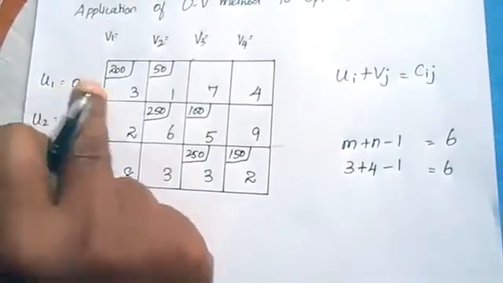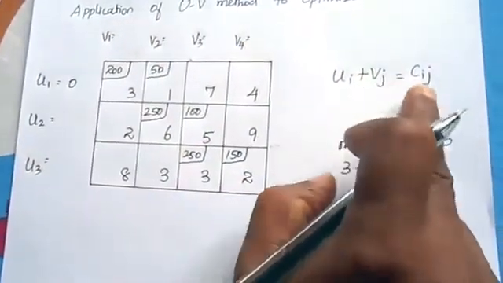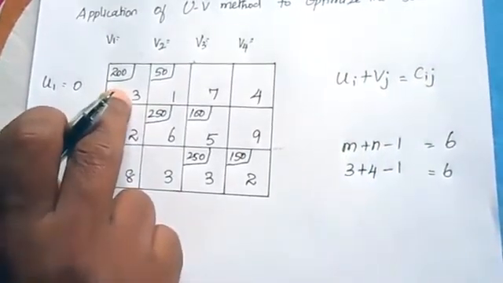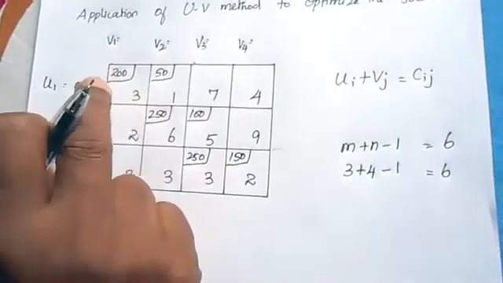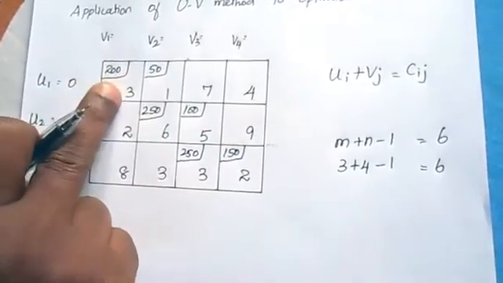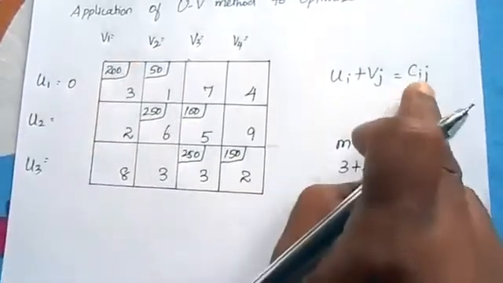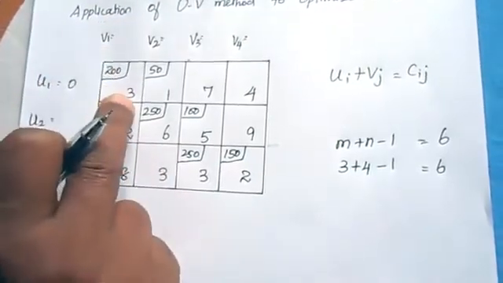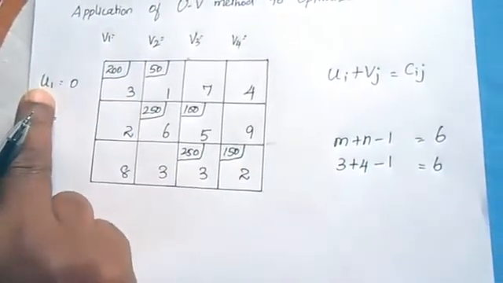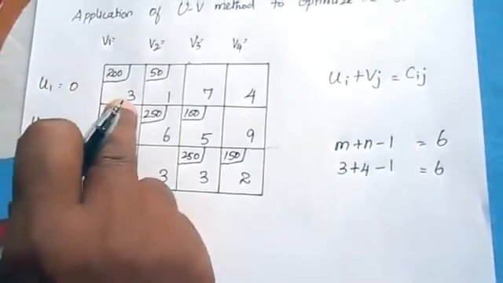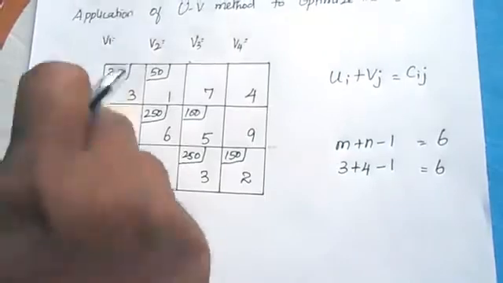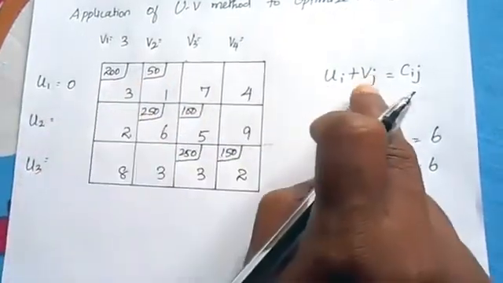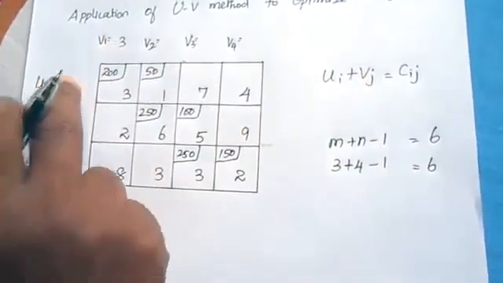Now we have to find the value for V with the help of this formula. U plus V is equal to C. Cij means the element of the allocated cell. The first row, first column is 3. The Cij value is 3. So in order to get 3, the formula is U plus V equal to 3. We have already considered U1 as 0. Then how will we get 3? 0 plus 3 is equal to 3. So V1 will be 3. With the help of this formula, we have got the values for U and V.